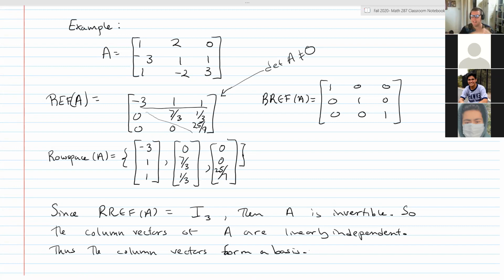Now, do they form a basis for Rn, or excuse me, in this case, R3? Do they form a basis for R3? Any ideas? Put your answer in the chat if you're like, yeah, they form a basis for R3. No, not so much. And think about what it means to be a basis. So do they form a basis for R3?